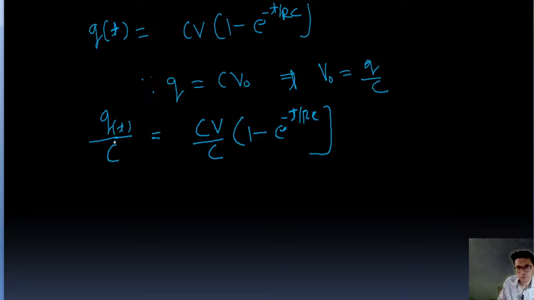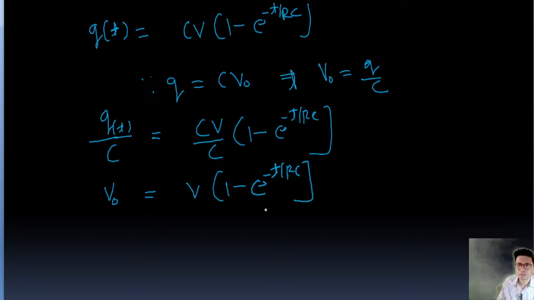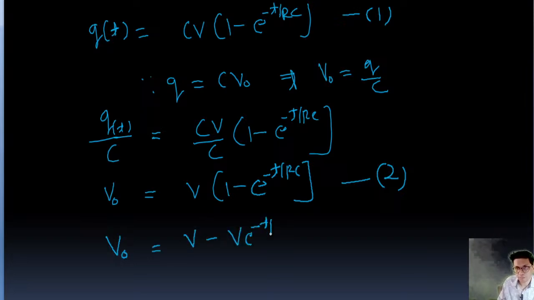Now, Q upon C is equal to V naught, right? This we know. So this is going to be V naught equal to, C and C will get cancelled, V into 1 minus e to the power minus T upon RC. This is the equation, guys, equation number 2, and this is equation number 1. Or we can write V naught equal to V minus V e to the power minus T upon RC.